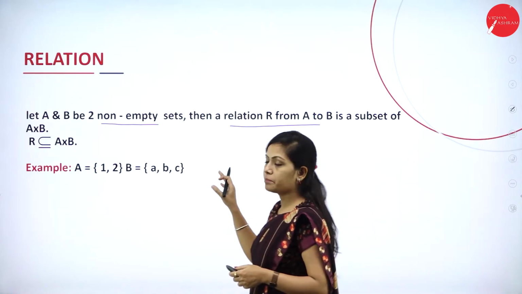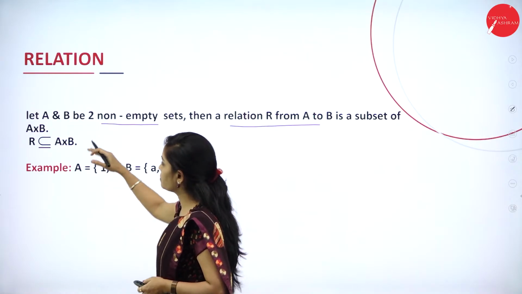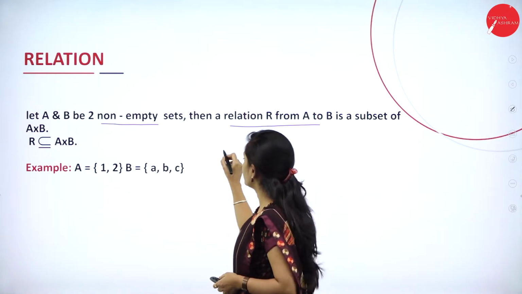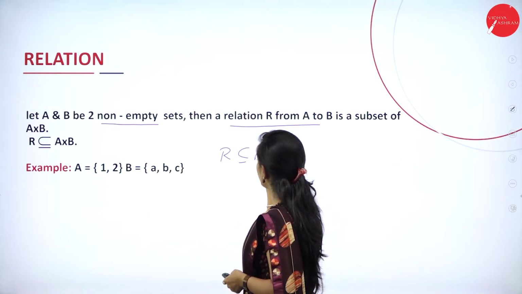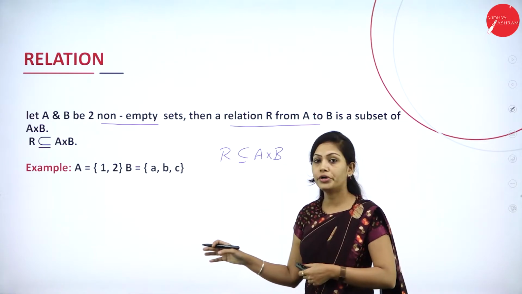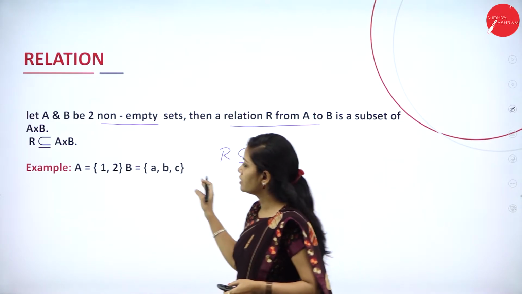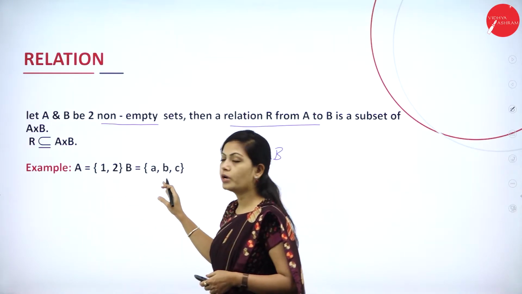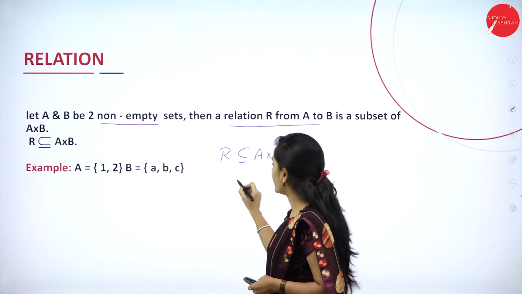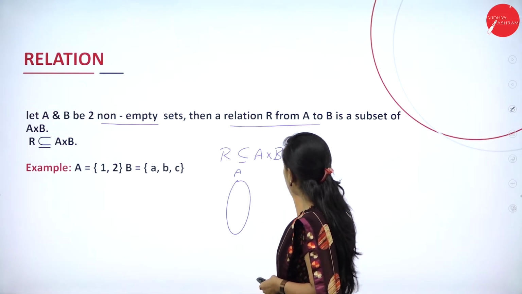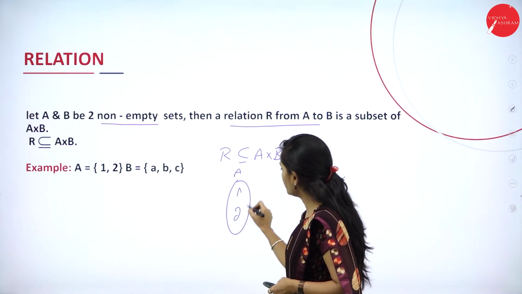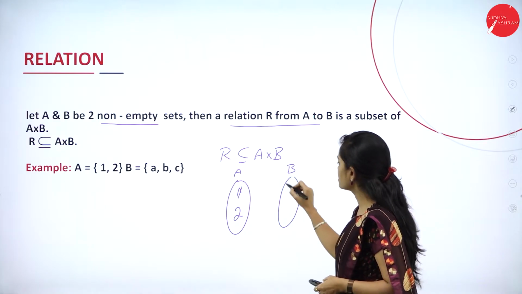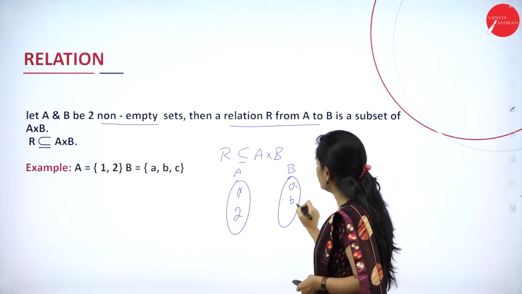So here I am representing the relationship between the two set values, that is, R is a subset of A cross B. I have already discussed this with an example. So R is a subset of A cross B. A is equal to {1, 2}, B is equal to {A, B, C}. I have two sets A and B.